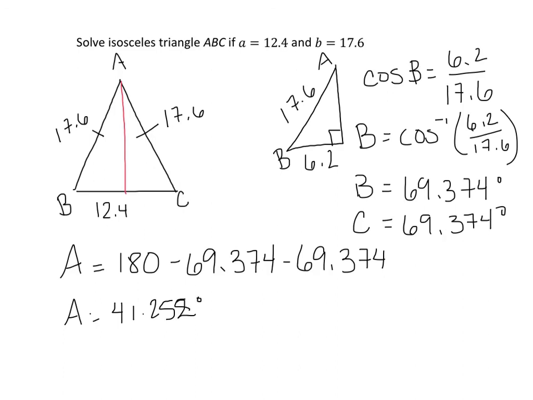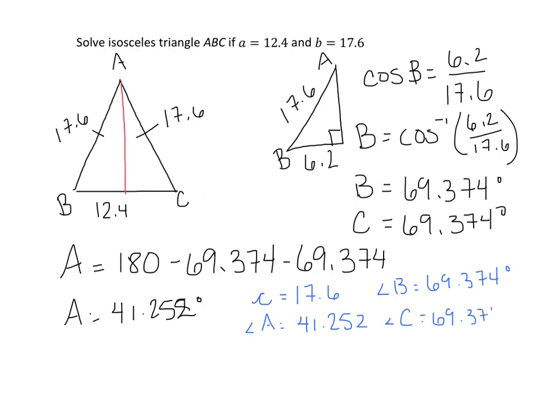So when I'm solving this triangle, I need to write out very clearly all the missing sides and angles. I know that side C was 17.6. Angle A is 41.252. Angle B, 69.374. Angle C, 69.374. This is a complete answer for the question.